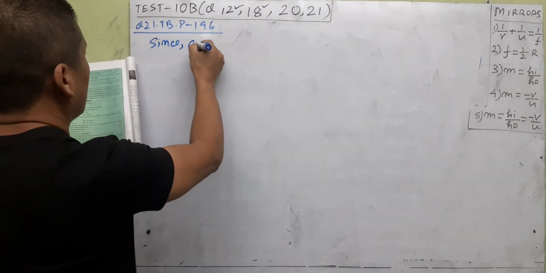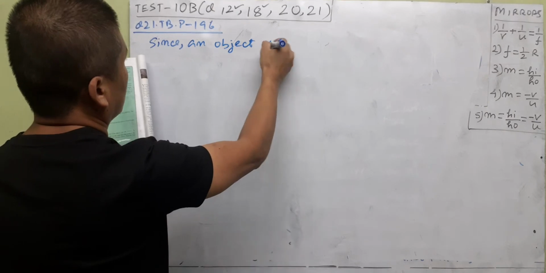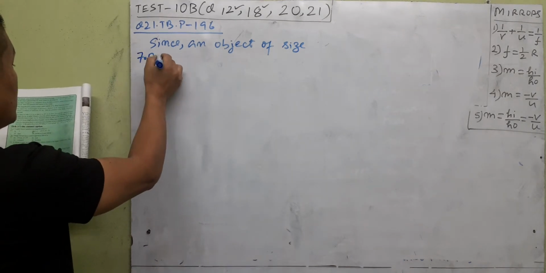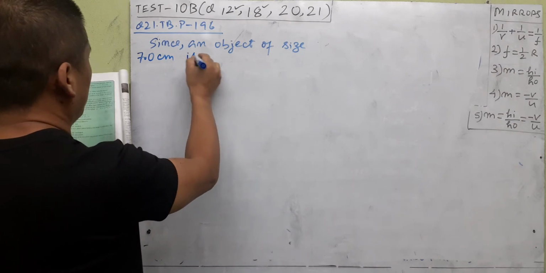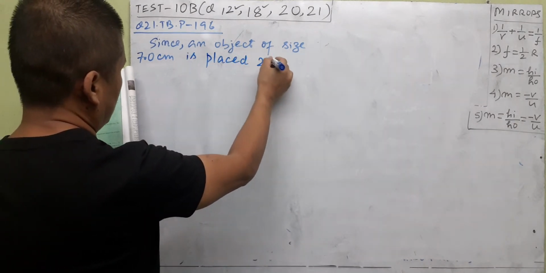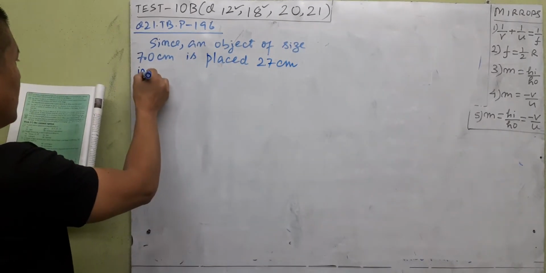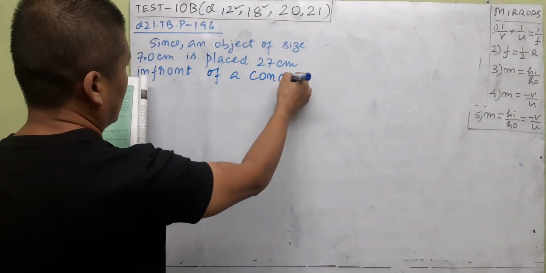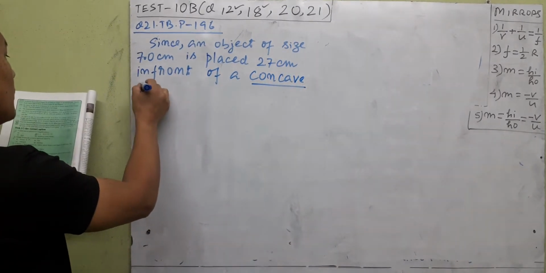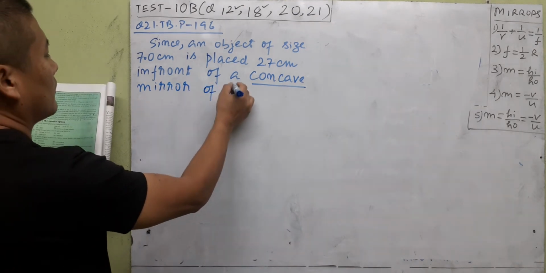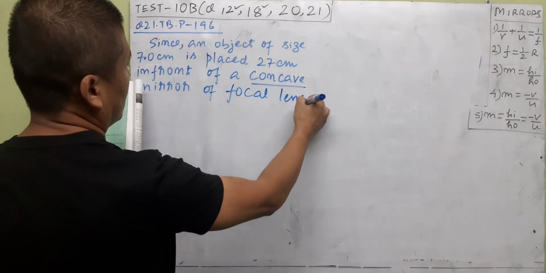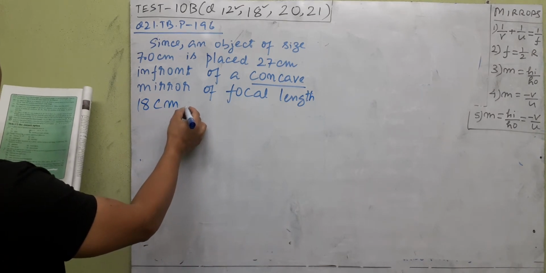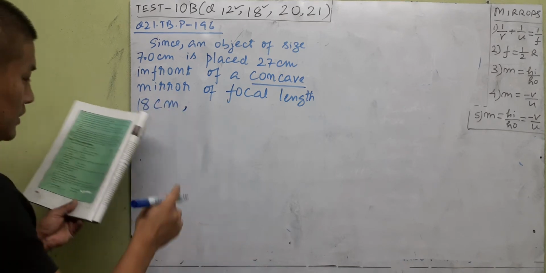Since an object of size 7 centimeter, 7.0 means 7 only, is placed 27 centimeter in front of a concave mirror, very important to remember this, concave mirror of focal length 18 centimeter. This much is given.